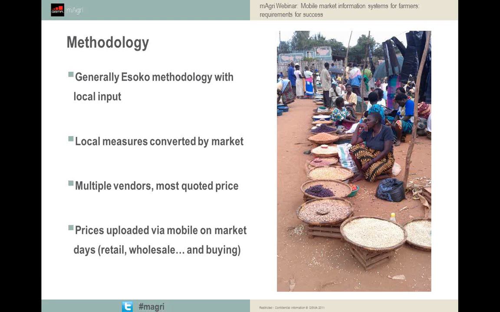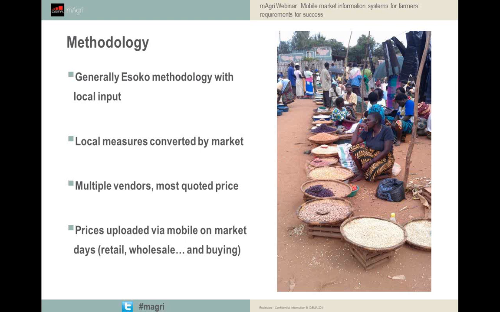Prices are collected from multiple vendors, a minimum of 5 in every market, and we take the most quoted price is the methodology that we use, rather than an average or median, generally because we find that there's not a great deal of variation in most of these markets. And then prices are uploaded via mobile on market days. So generally this is once a week at most of these markets.